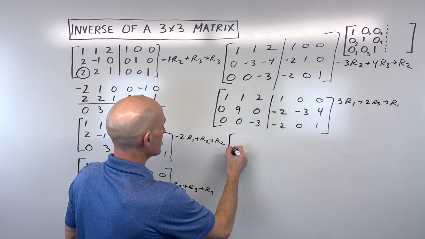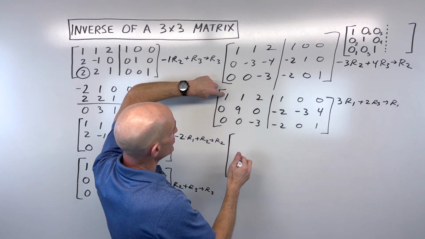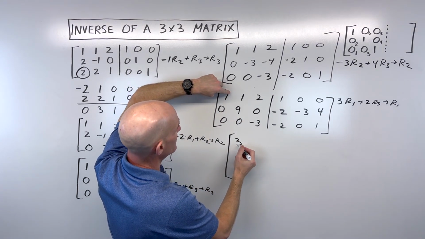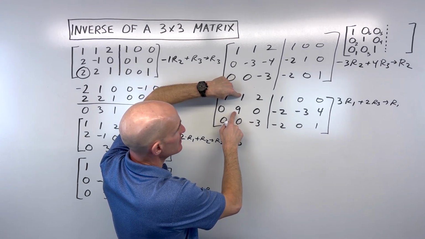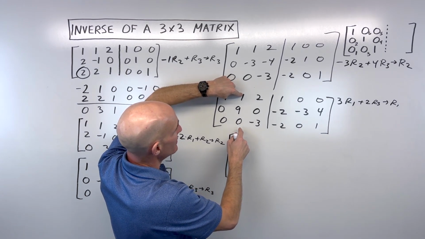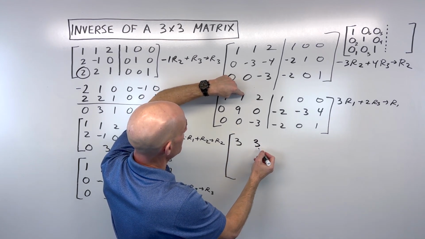So let's go ahead and do the work on that. Let's see what we get. So we've got 3 times 1 is 3. 2 times 0 is 0. If we add those together, we get 3. 3 times 1 is 3. Oops, sorry, we're doing row 3 over here. So it's 3 times 1 is 3. 2 times 0 is 0. If we add those together, we get 3.